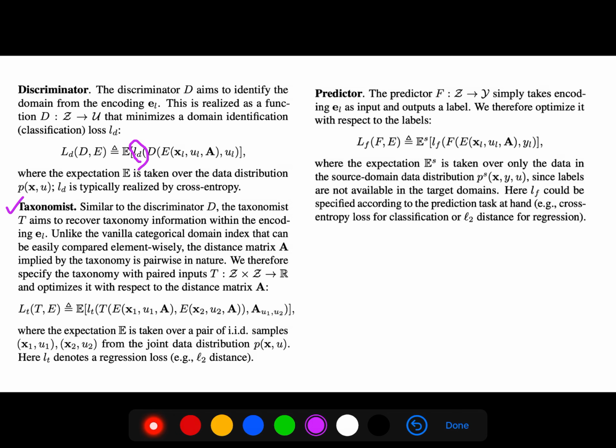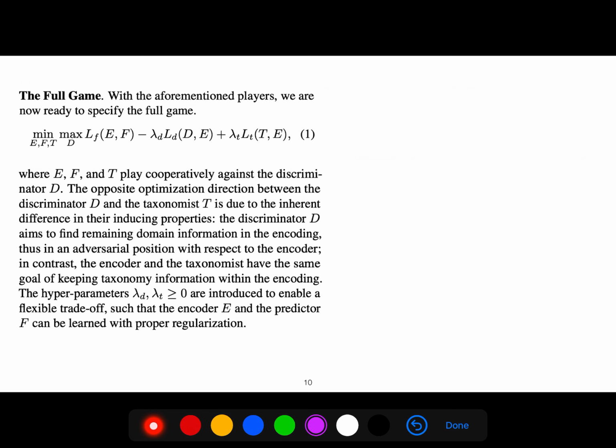The predictor F simply takes encoding E sub L as input and outputs a label. We therefore optimize it with respect to the labels. So this expectation is taken over only the data in the source domain. S stands for source, because labels are not available in the target domain.